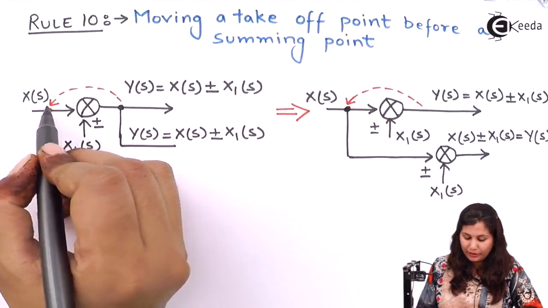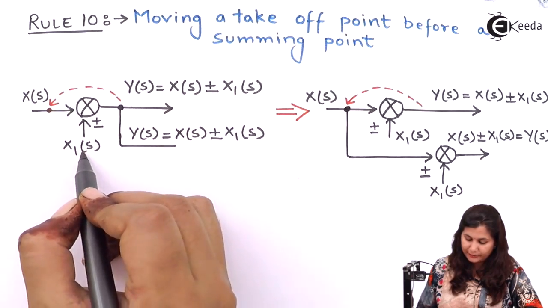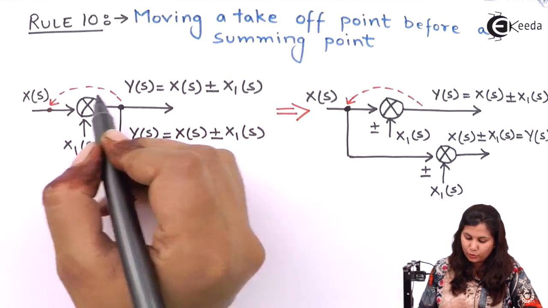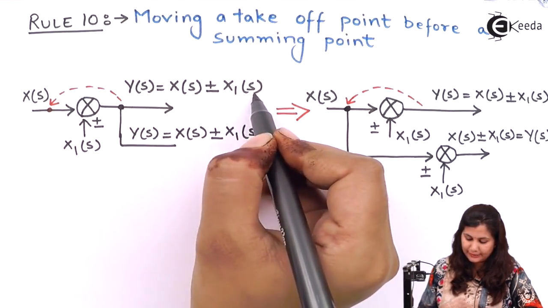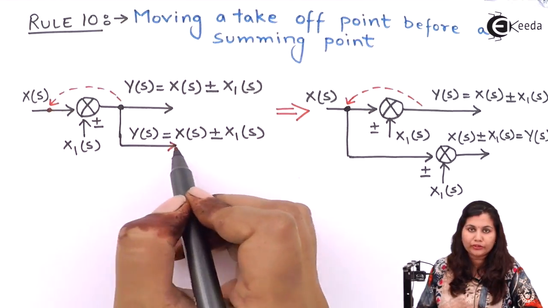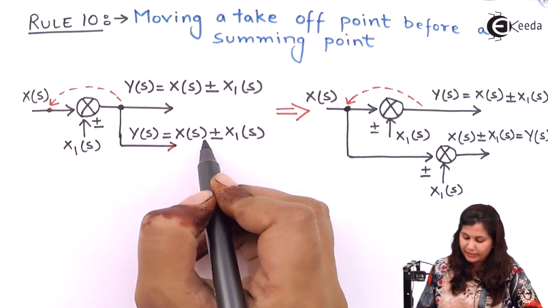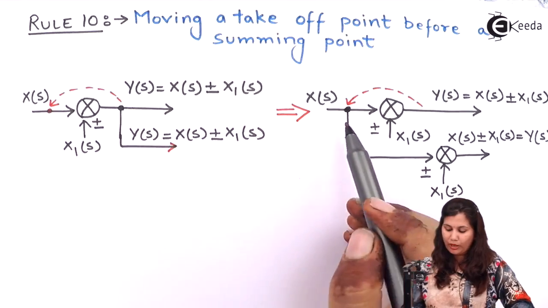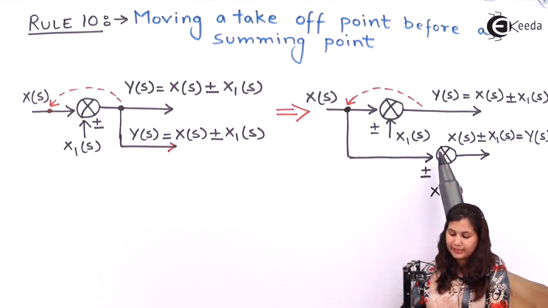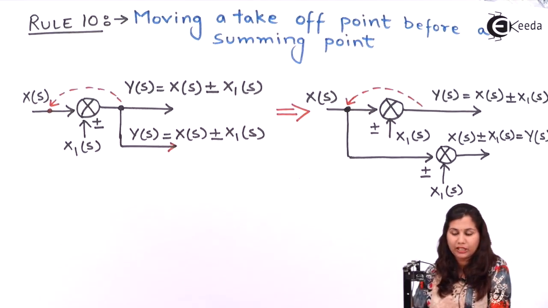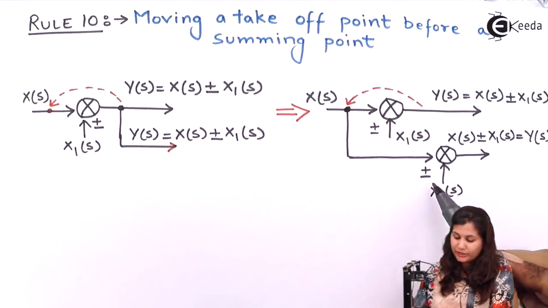Input to the summing point is xs. We are having another input as x1s. This is plus minus. So the output will be ys equal to xs plus minus x1s. And this takeoff point is also taking this signal to another part of the block diagram. So ys is xs plus minus x1s. So when you shift this takeoff point, what you have to do, you have to introduce the summing point in this path also. Just the same what we have done there, but the sign of the summing point is not changed. It is same.